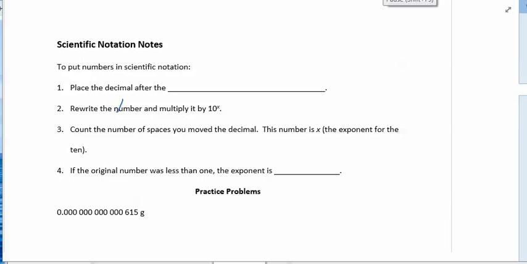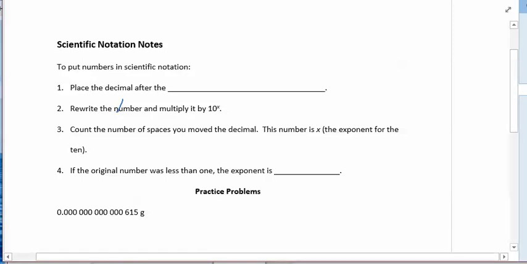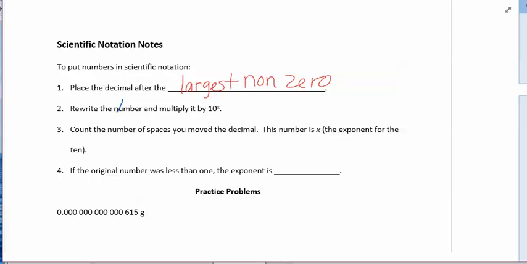Scientific notation is something you probably have already discussed before, but just to do a quick review of it. The first thing we're going to do is place the decimal after the largest non-zero number. Rewrite the number, and then we're going to multiply it by 10 to the x. After we multiply it by 10 to the x, we're going to count the number of spaces you moved the decimal. This number becomes your exponent, and if the original number was less than 1, the exponent is going to be negative.